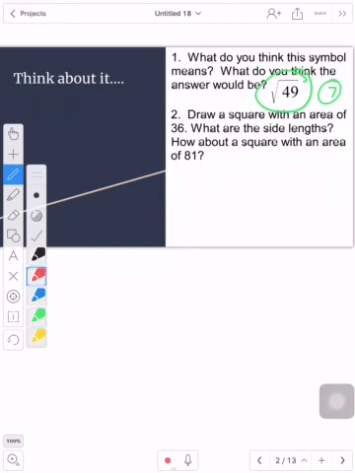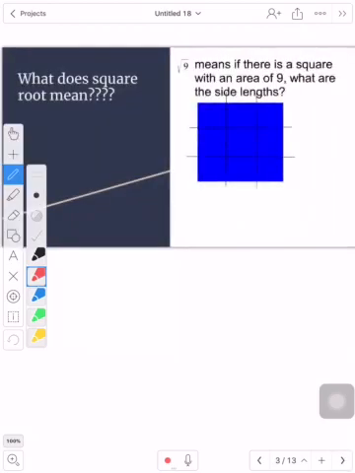And the second part told you to draw a square with an area of 36. Now, if it's a square, obviously, sorry, my drawing skills are not amazing, but if it's a square, that means all of the sides are equivalent. They're equal to each other. So if my area is 36, my side lengths would be 6 and 6. And a square with an area of 81, my side lengths would be 9 and 9. So the reason we did that is because it's going to come up a little bit later on.